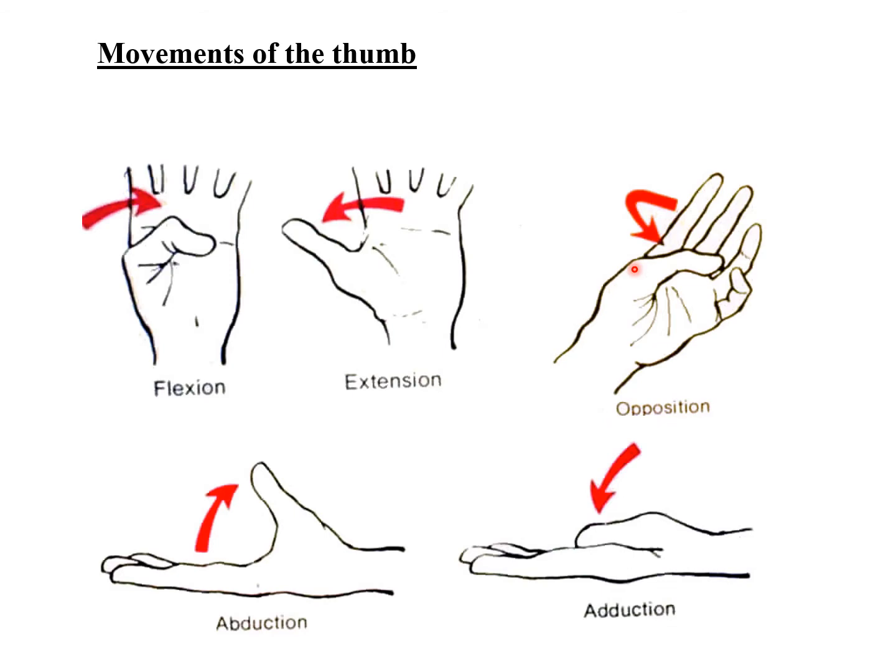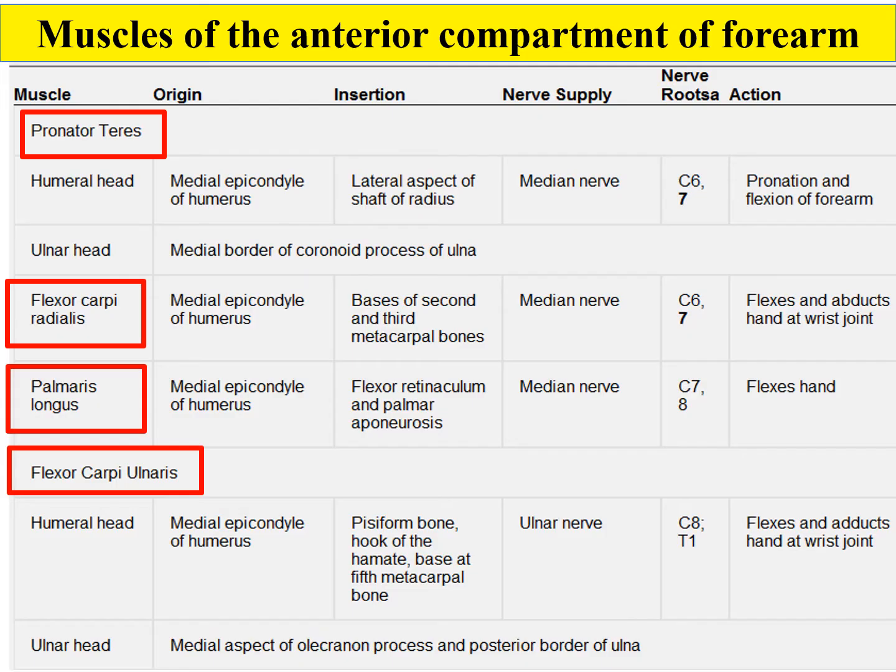It is a combination of, if you can see, we are flexing plus we are a little bit internal rotating. So flexion and internal rotation is actually the opposition. And if we keep the thumb in the direction of the fingers or attached to them, that is adduction. And if we increase the diameter or straighten up the thumb upward, that is abduction.